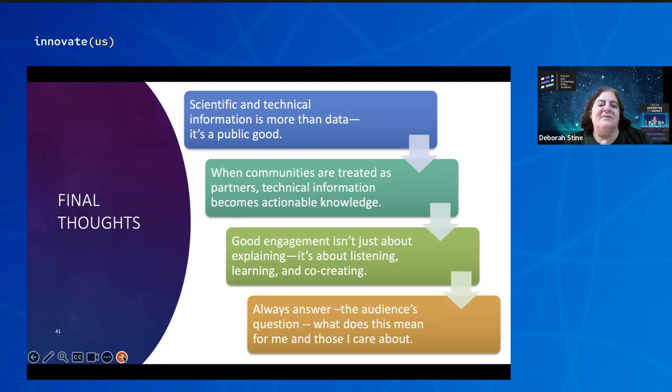First, scientific and technical information is more than data, it's a public good. We always have to keep in mind that the public, the taxpayers, are paying scientists, engineers, and health professionals to create, collect data, analyze, and develop information. And it's a public good. In other words, they are paying us to do what we do. So it's not our information, in terms of being the scientific and technical community's information. It's everyone's information. It's a public good.